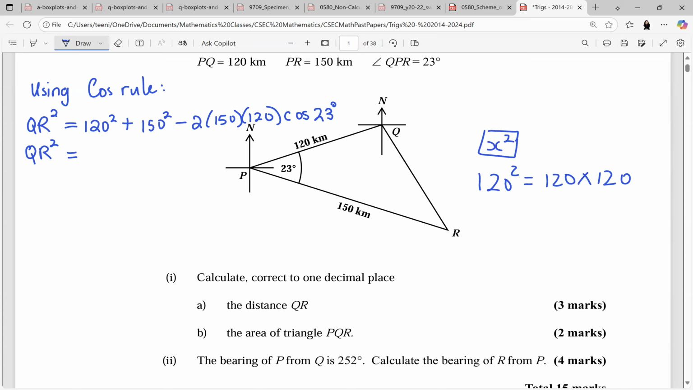I get 14,400. Good. So 14,400. All right. Do 150 squared now. I get 22,500. Right? And now do 2 times 150 times 120.